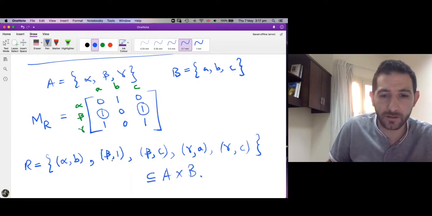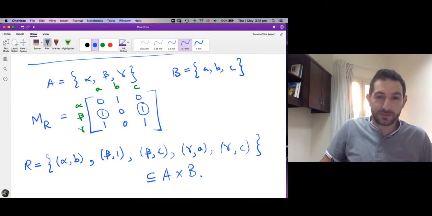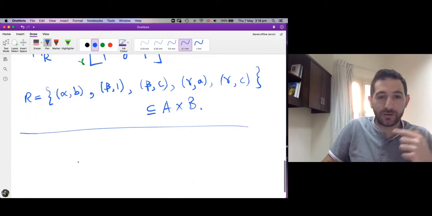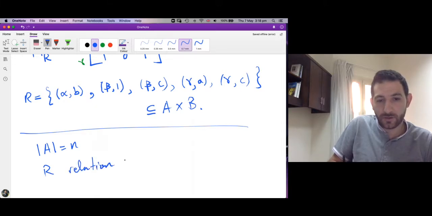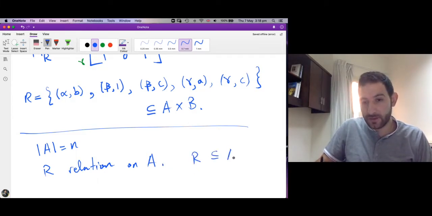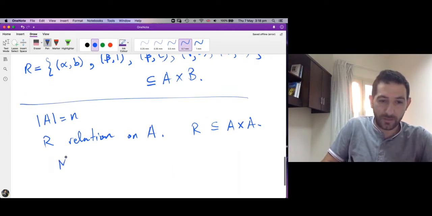Every pair in R has its first term from A, alpha here, and its second term from the set B. Okay, so notice, let me say a few comments when we have a relation on a set A. So suppose A has cardinality n, and we have R a relation on A. So this means that R is a subset of A cross A. By definition, this is the meaning of a relation on A. It's a relation from A to A. Okay, then M_R will be a square matrix. M_R is a square matrix.